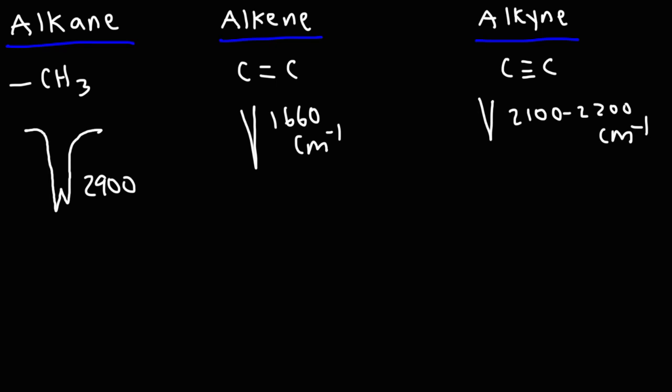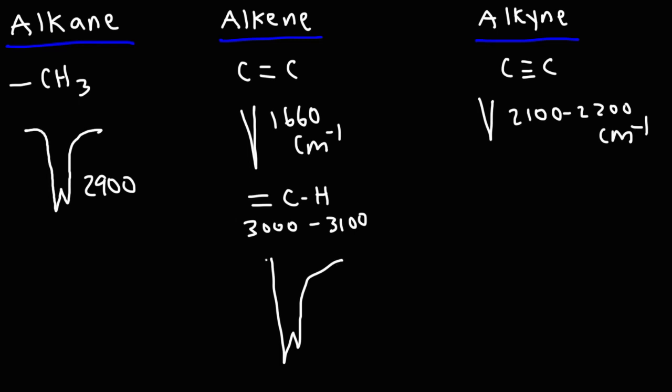Now the next thing we need to talk about is the CH stretch of an alkene and an alkyne. So the double bond CH stretch of an alkene shows up around 3000 to 3100. Relative to the alkane CH stretch, it's going to be slightly to the left of it. So here is the alkene CH stretch, close to 3100.